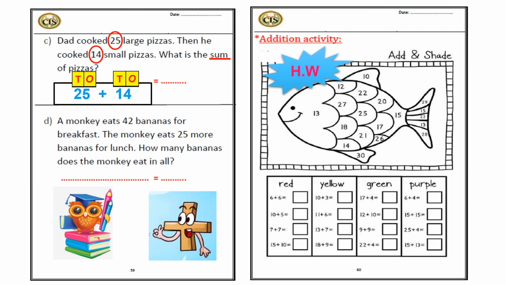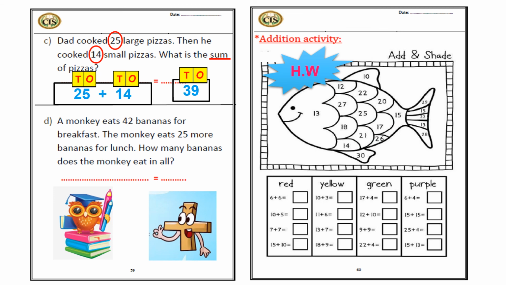So, let's add 25 plus 14. Ones with ones, tens with tens. 5 plus 4 equals 9. 2 plus 1 equals 3. So the sum is 39.